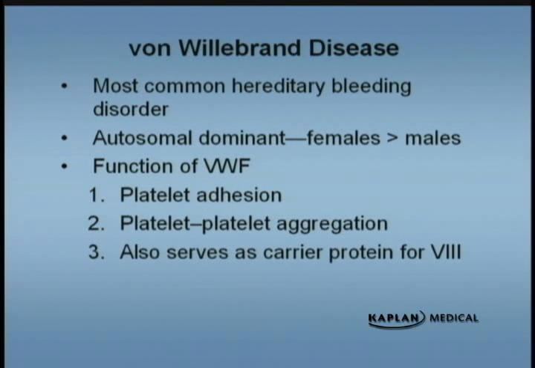Von Willebrand's disease is the most common of the hereditary bleeding disorders. It is autosomal dominant, so again you will see it present in every generation, and since it's autosomal, it affects females as well as males. In fact, historically, it's a little bit more common in females.